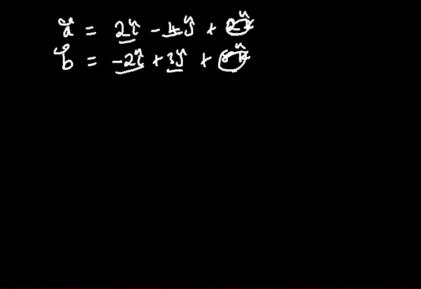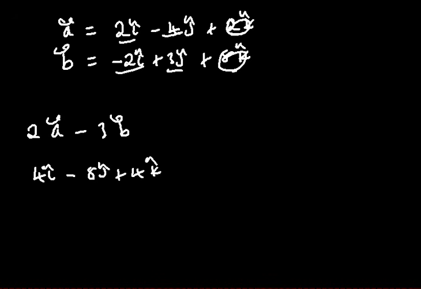And what if, let's say, we have 2 times vector A minus 3 times vector B? So the first thing is to simplify that one. That will be given as 2 times vector A, which is 2 times 2, that will be given as 4 i hat. And 2 times that one, we'll have negative 8 j hat. And we'll have positive 4 k hat.